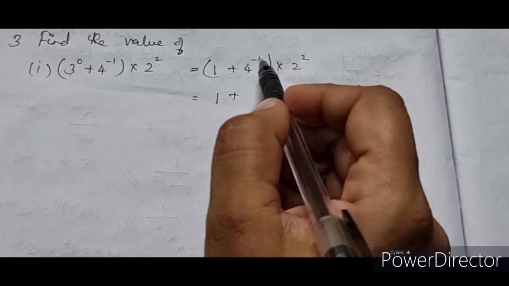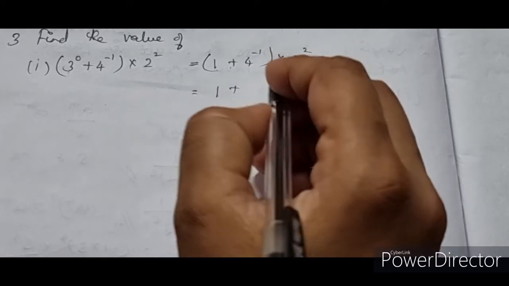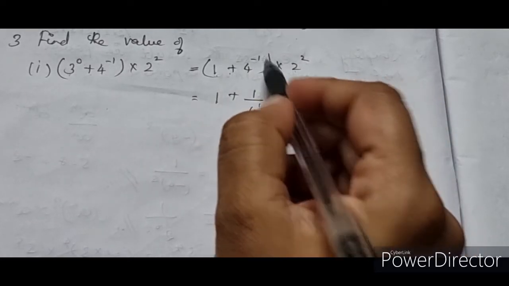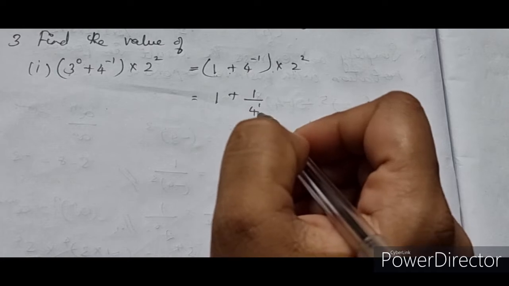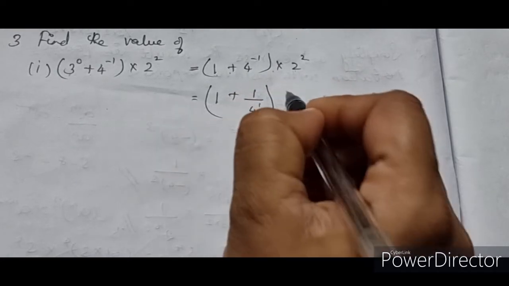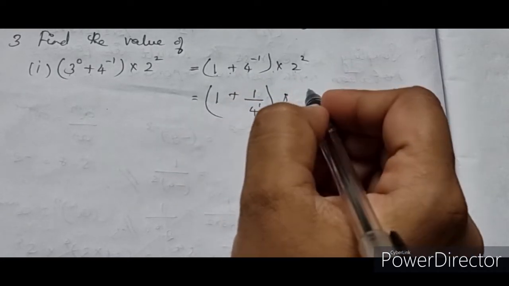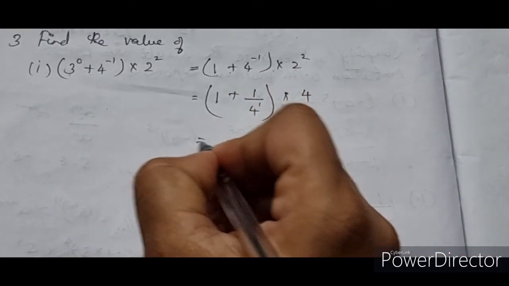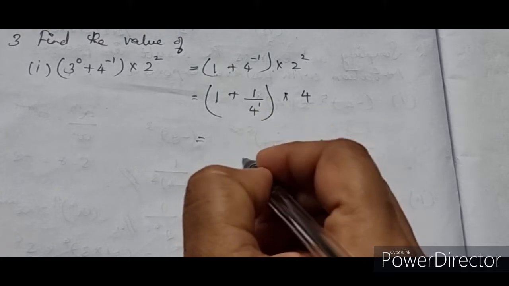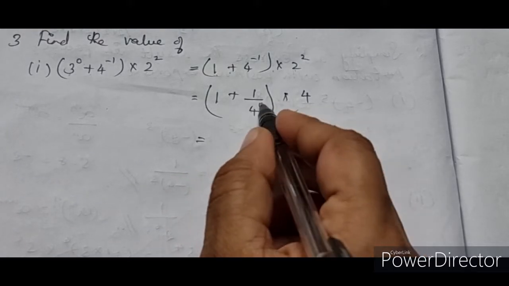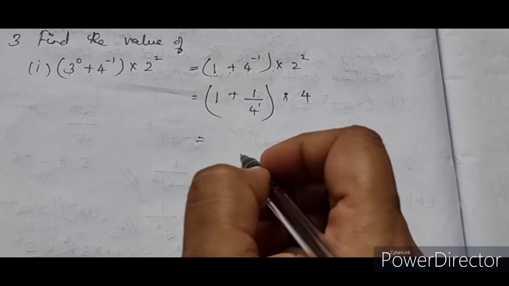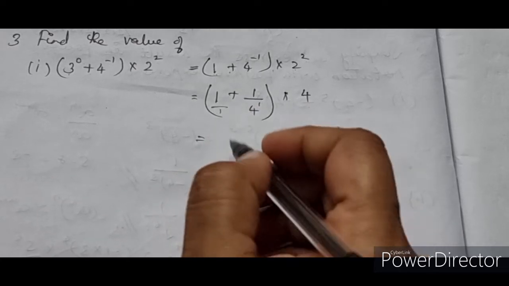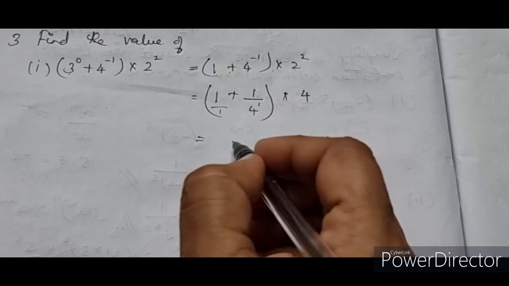I have a minus power. To make it positive, I'm doing a reciprocal, 4^1. When I do a reciprocal, it becomes 4^1 × 2^2, and 2^2 is nothing but 2 into 2, which is 4. Here I'm doing an LCM. 4^1 is 4. So here again, to do an LCM, just adding a 1 to the denominator.